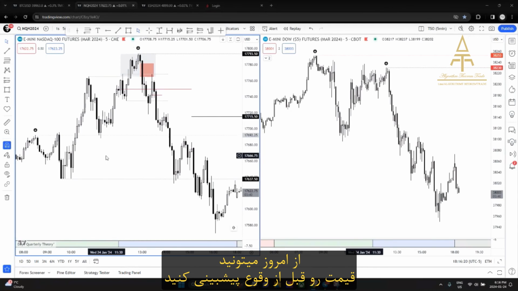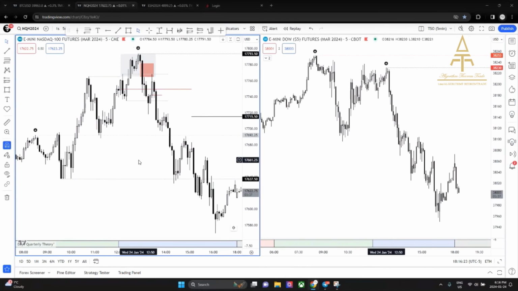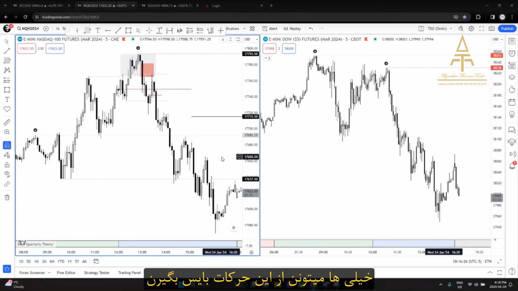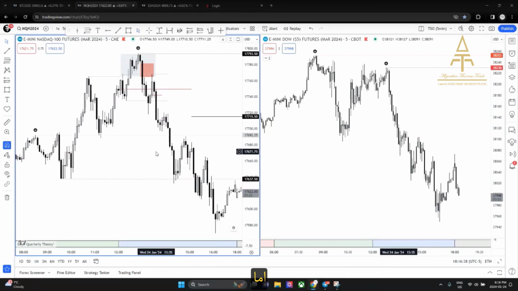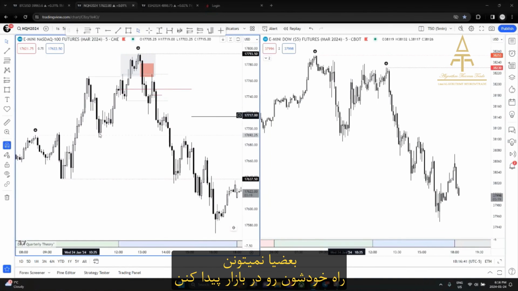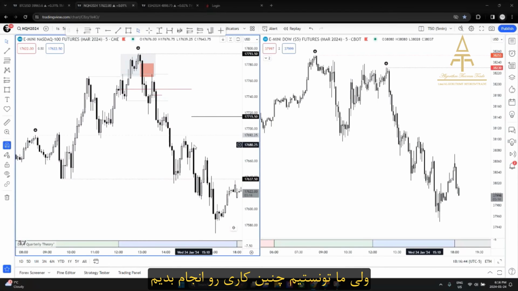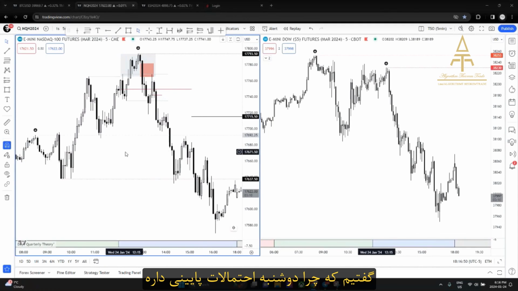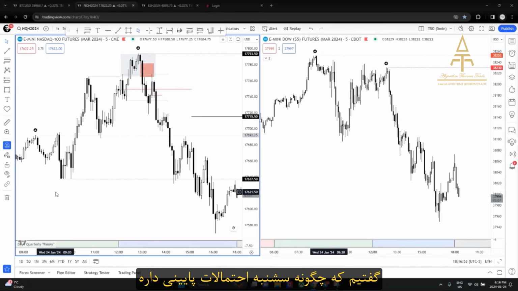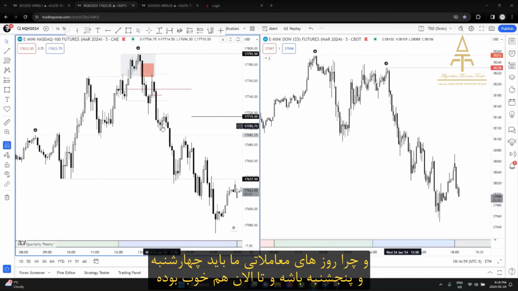You can see today I called price beforehand, executed, all of that. People got a good bias from this as well. While some people could not find their way in the market, we were able to do so. We talked about how Monday would be low probability, how Tuesday would be low probability, and how the days to trade would be Wednesday and Thursday. And so far, so good, right?